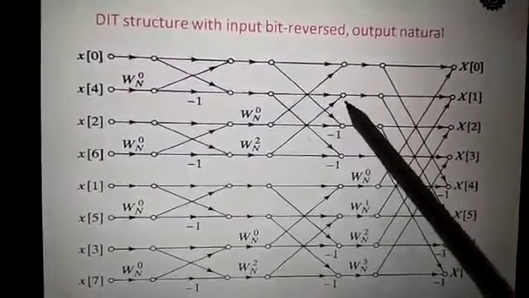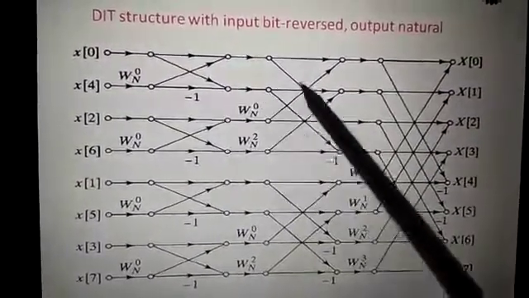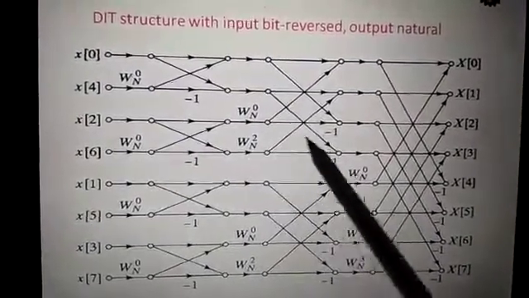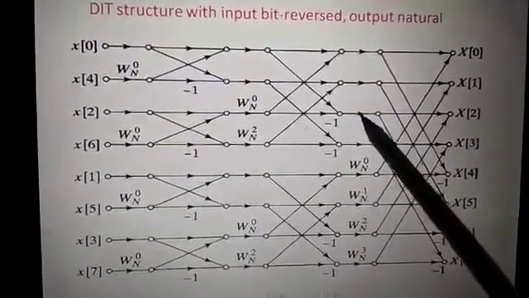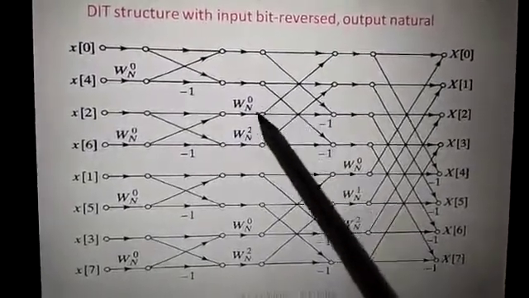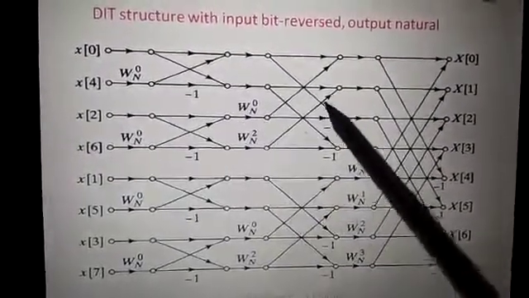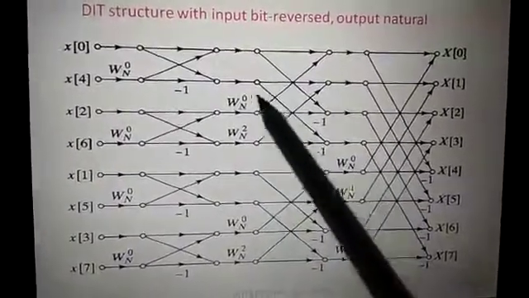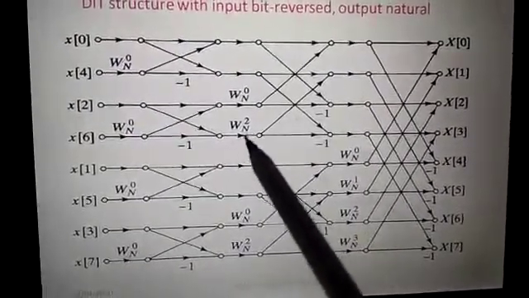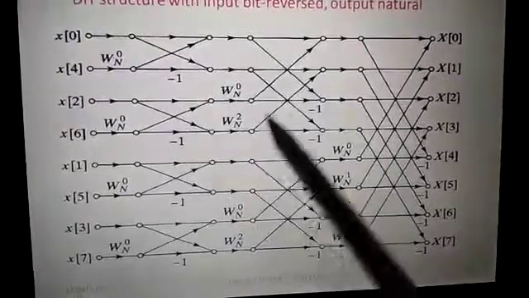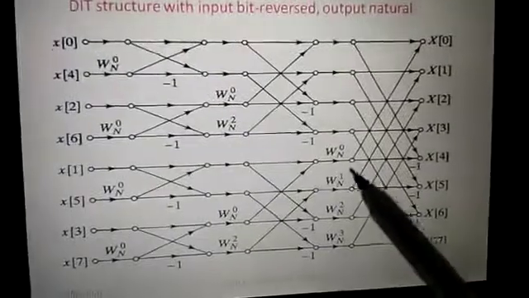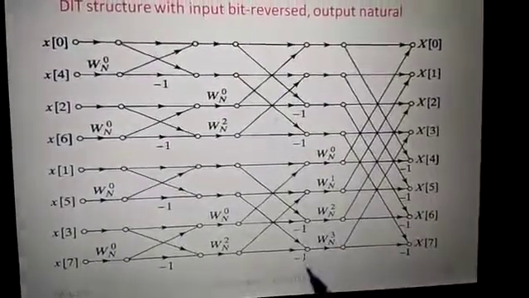Similarly, the output of this stage will be the output of this stage plus omega n 2 into the output of this stage. And at this stage, the output is the output of this stage minus omega n 0 into the output of this stage. And the output of this stage is the output of this stage minus omega n 2 into the output of this stage. So in this way, you can directly calculate the output at this stage from this diagram. Similarly, you can calculate the output at this stage.